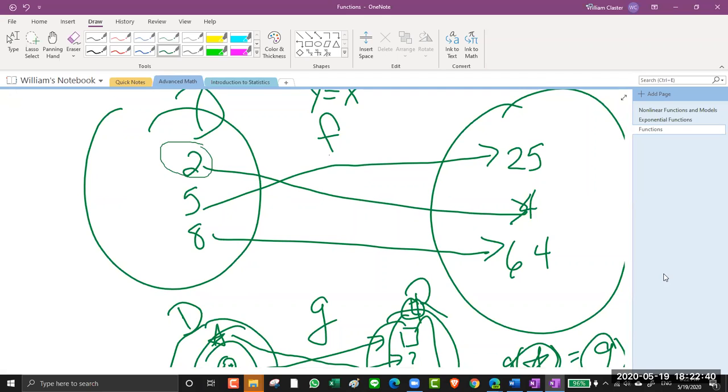Anybody? 4. Yeah, the image of 2 under f is 4. And we can write that, we said, as f of 2 equals 4. Does everyone agree with that?